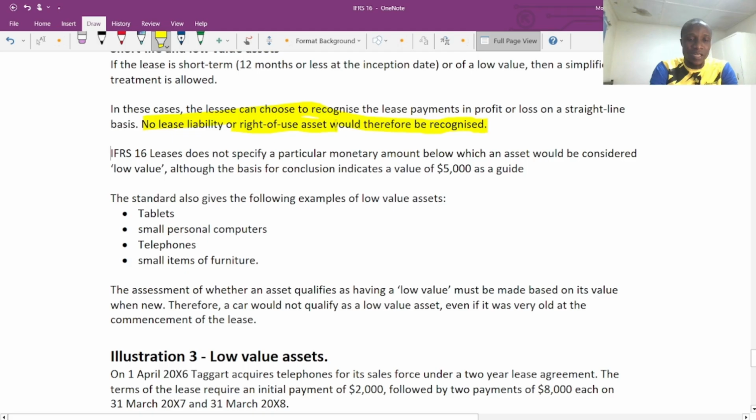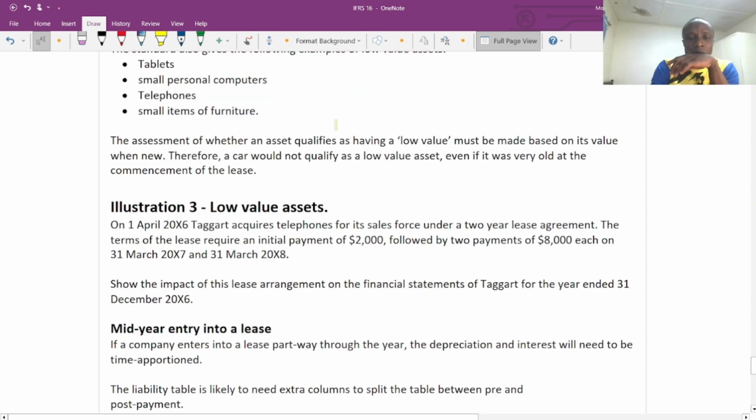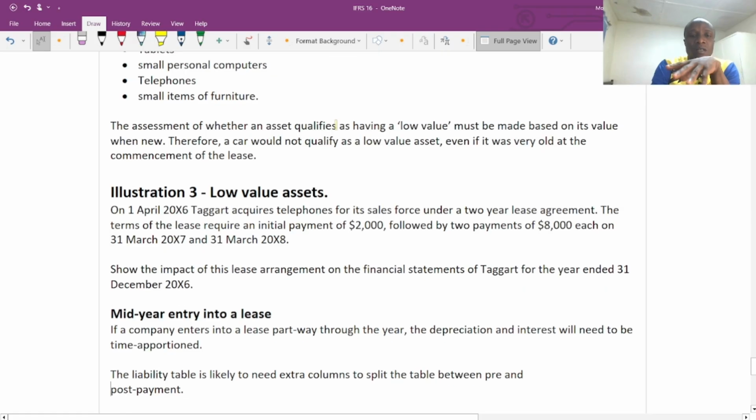That's just a guide. But by default, there are certain items mentioned according to IFRS 16 that are classified as low value: tablets, small personal computers, telephones, small items of furniture. So now, let's look at the low value example. Very simple. Let's look at the low value example so we are able to understand.